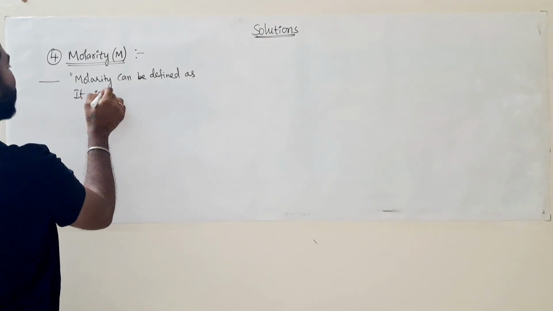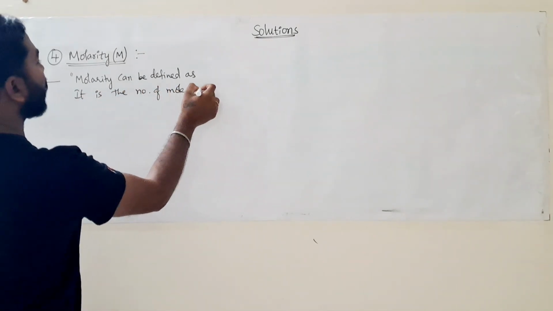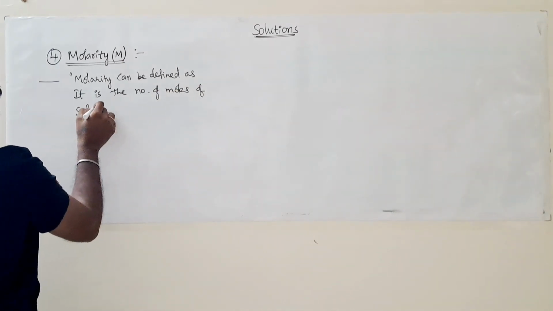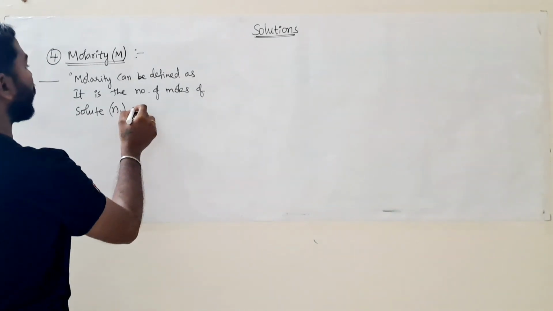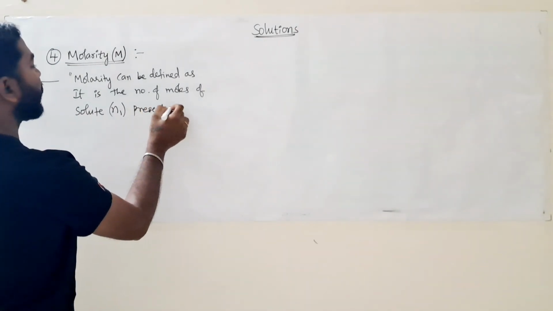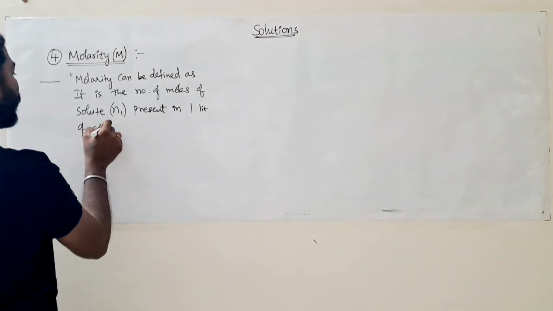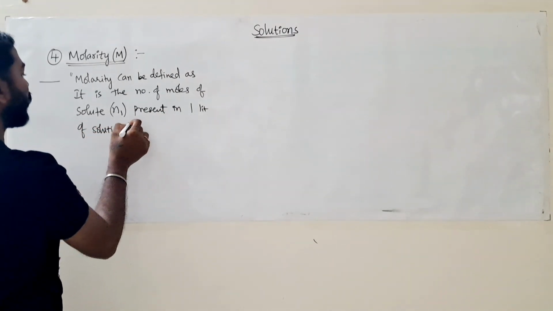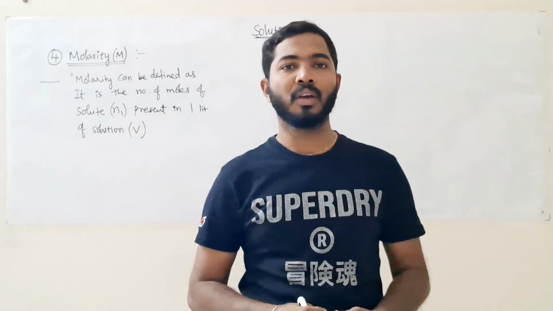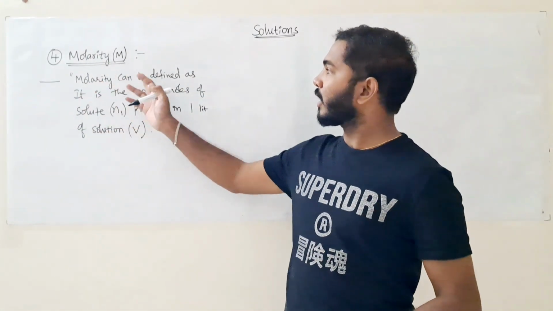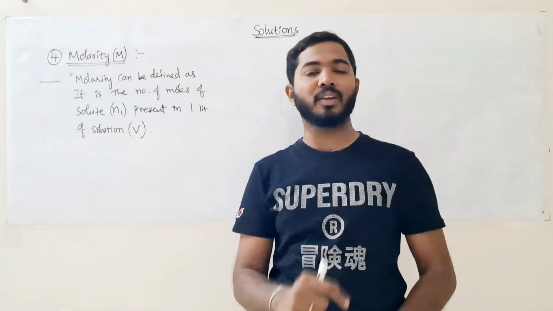It is the number of moles of solute. Generally we represent this with N1, number of moles of solute, present in 1 liter of solution. Generally volume of solution we represent with the capital V. Now molarity can be defined as the number of moles of solute present in 1 liter of solution.